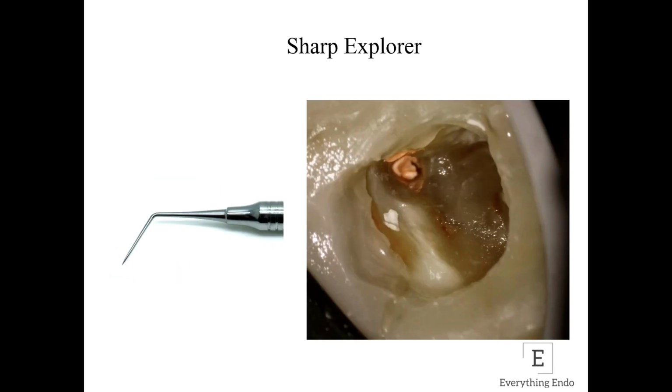The next thing is a very sharp explorer. So let's just say you have this point in the axis where you have a doubt as to whether the MB2 is present there or not. You need a sharp explorer to scratch and look for the catch. So that's one very important requisite as well.